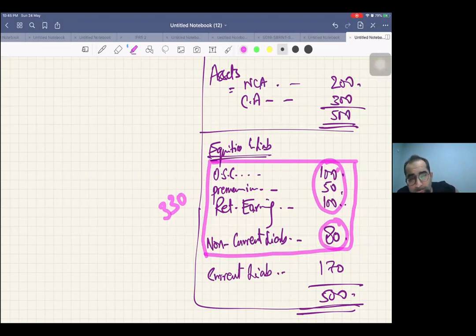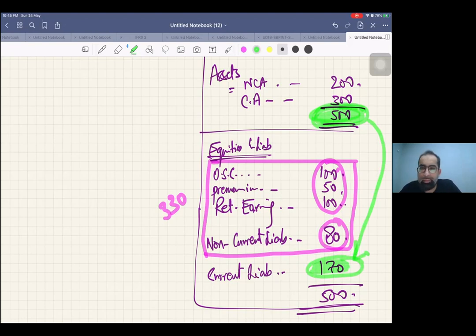Now, you can compute this capital employed through a different formula. The first formula is shareholder equity plus non-current liabilities or non-current loans. And the second formula is total assets less current liability. Total asset is 500, and if you subtract 170 from 500, you will get again 330. So you can use any formula. Both formulas are correct.